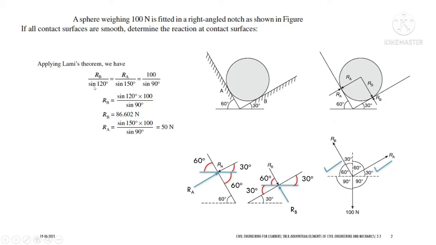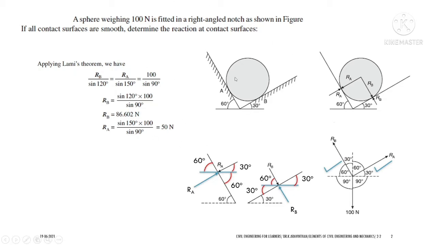First we will find RB. RB equals 100 into sin 120 degree divided by sin 90. If you simplify, you will get 86.602 Newton. If you need RA, you can cross multiply and find RA, so you will get RA as 50 Newton.